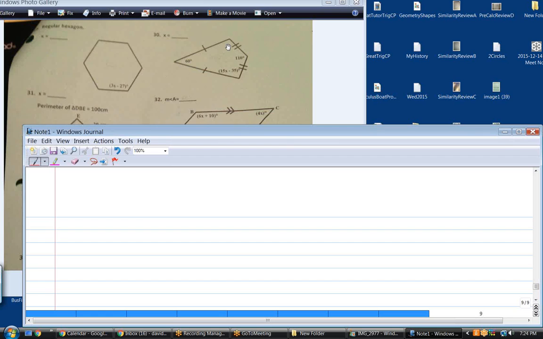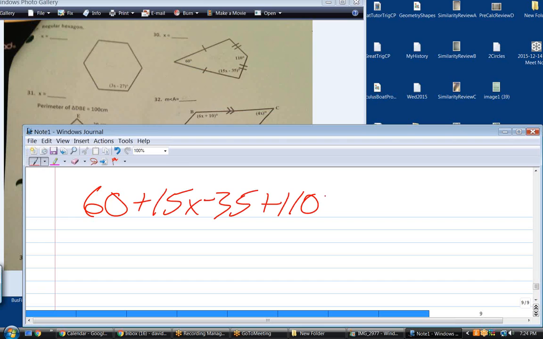15x minus 35. That's all we need to know. Because notice now when I write 60 plus 15x minus 35 plus 110 plus another 15x minus 35 for that opposite angle, all of that has to add to 360. Again, we've got an equation with only one variable. And the rest is simple. You know how to solve for x there.